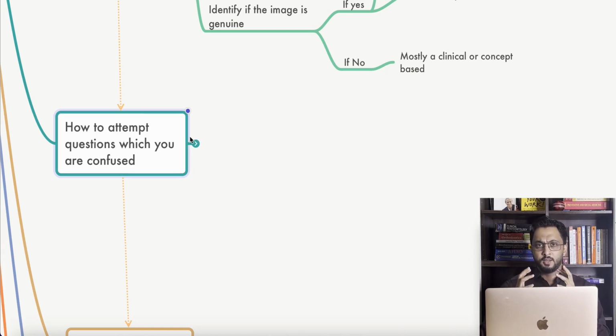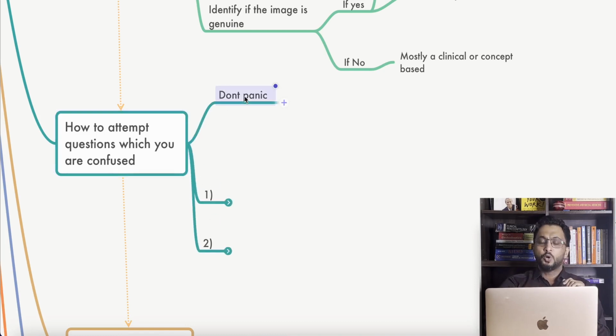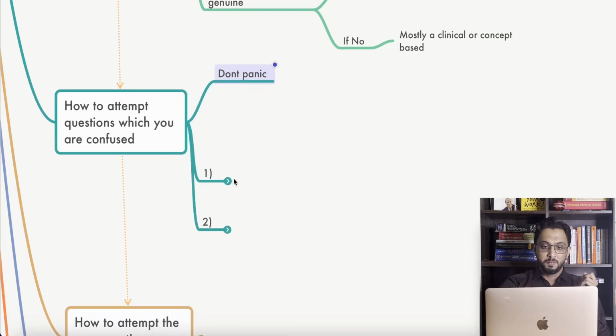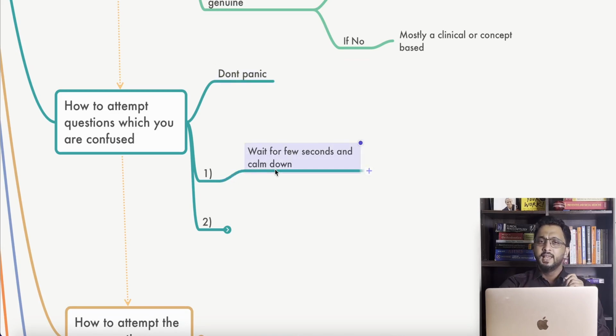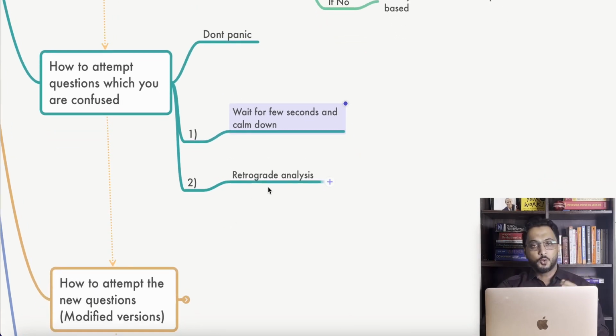Third round is where you're going to think properly. Second round, a little bit of thinking, but no confusion kind of thinking. So don't panic. Always, don't panic. With this kind of question, wait for a few seconds. Calm down and do a retrograde analysis.